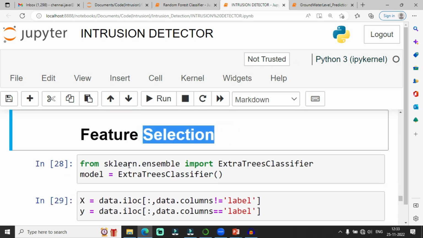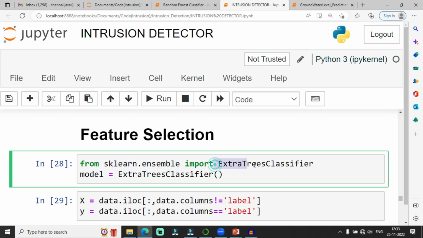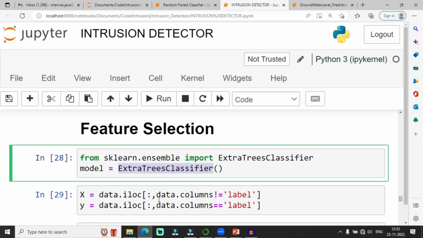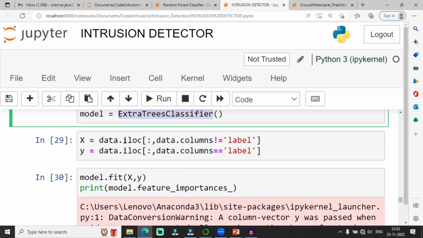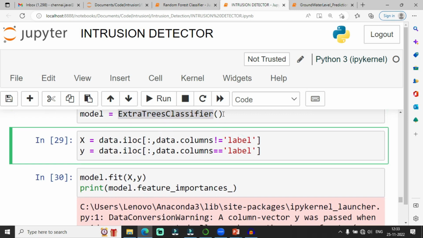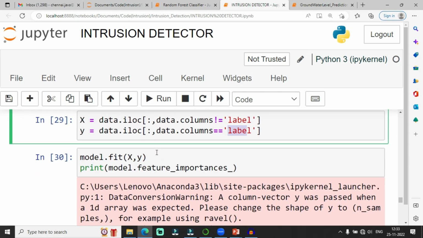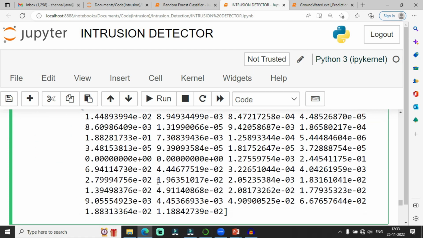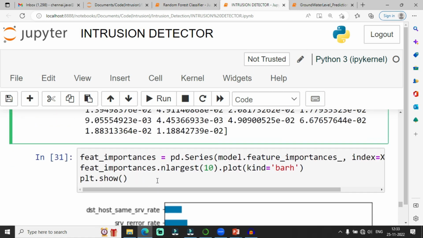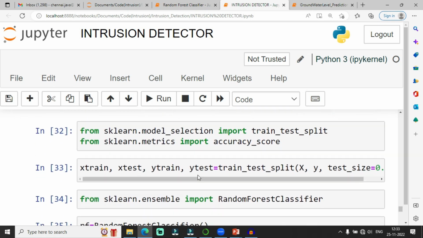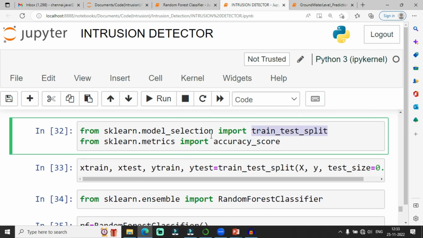And for feature selection, from sklearn.ensemble I am importing ExtraTreesClassifier. With data.iloc, I am getting the x value and the y value, for example, not equal to label and equal to label. And with the model.fit function, x and y are given as input and I am showing the important features in the form of bar charts. I am importing the train_test_split module from sklearn.model_selection.